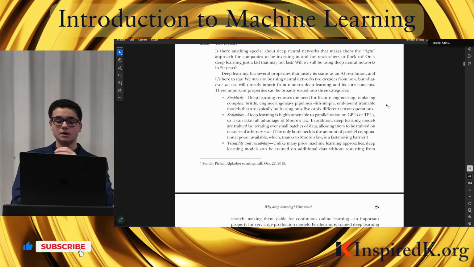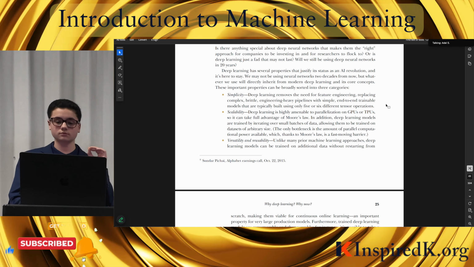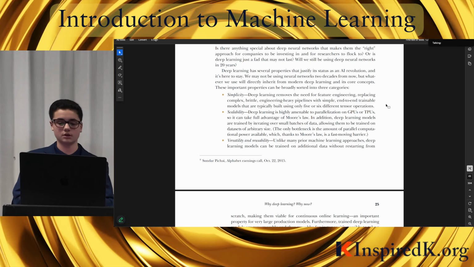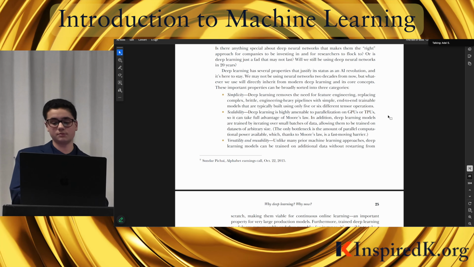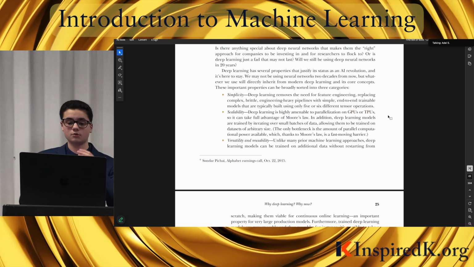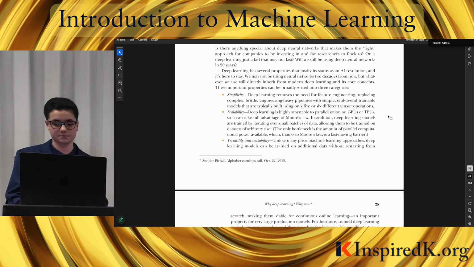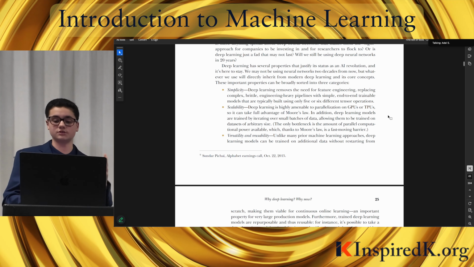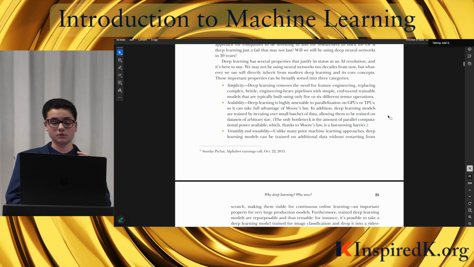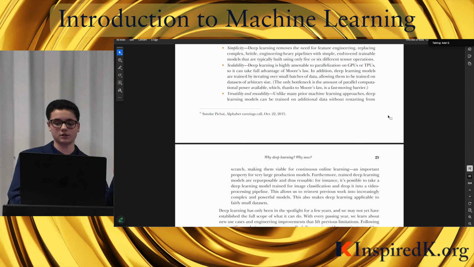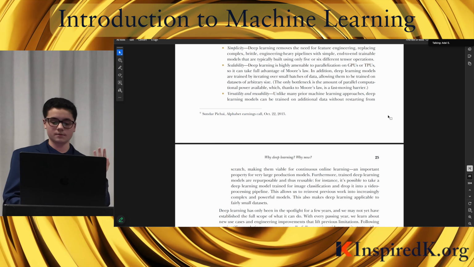First, simplicity, because deep learning removes the need for handwritten and hand-created features for classification. Second, scalability, as deep learning can be implemented on GPUs, which allows it to take full advantage of the exponential scale of other technologies. Third, its versatility and reusability are unlike previous machine learning approaches, as some neural networks can actually be trained on additional data without restarting from scratch, making them extremely useful for large-scale implementations.